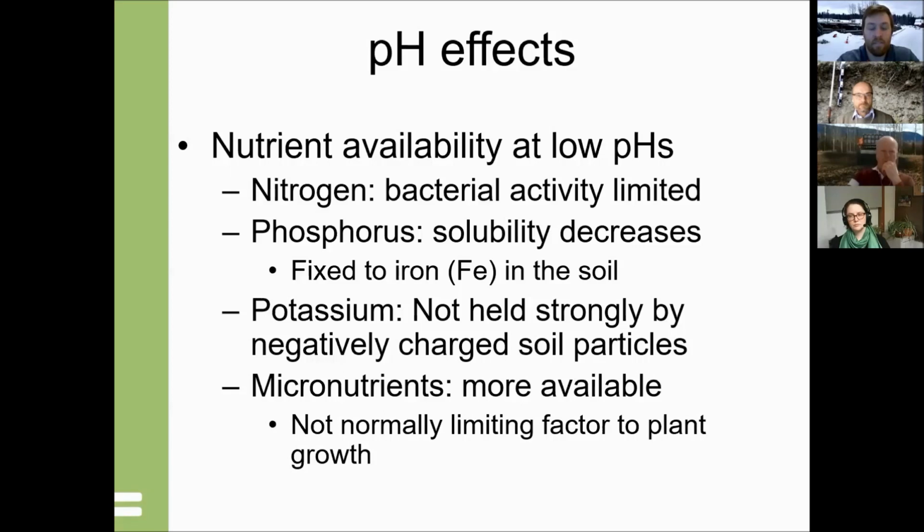Potassium is not held very strongly by your soil particles, which of course are negatively charged, so it's harder for it to stay available to the plant. And then of course the micronutrients you saw are actually more available, but they're not normally the limiting factor in plant growth. So I wouldn't make my pH low just for micronutrient availability.